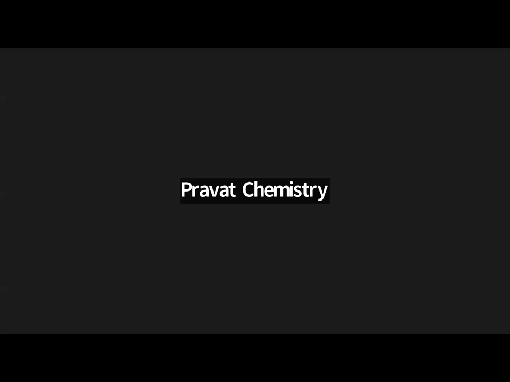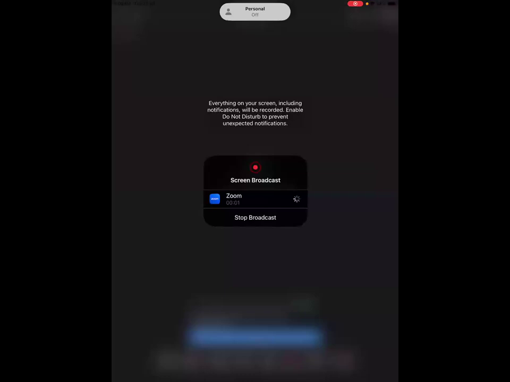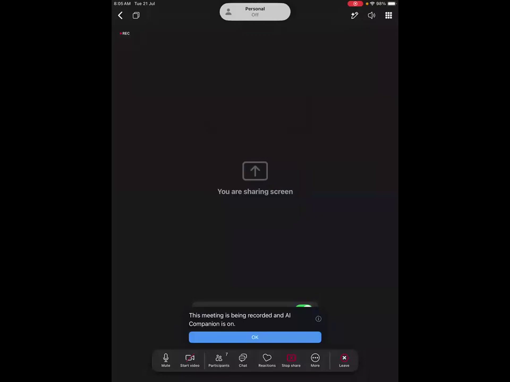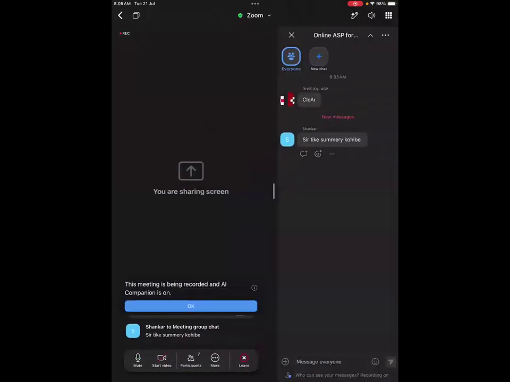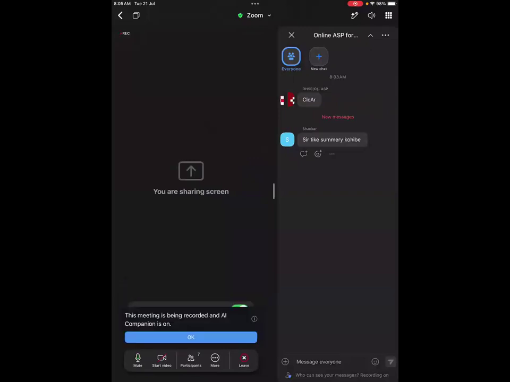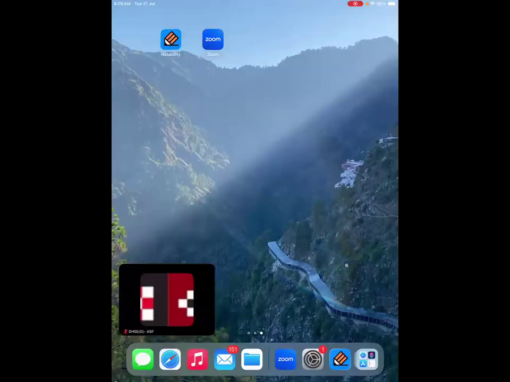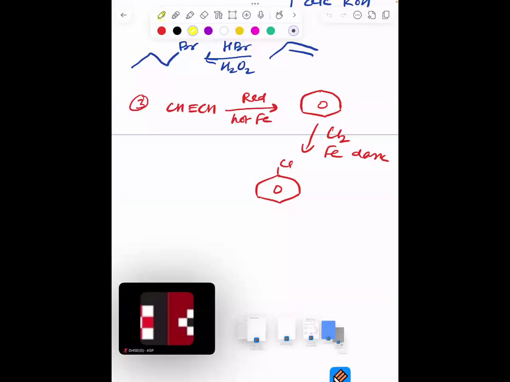Any doubt? I think now the screen is visible. Okay, now you can see the screen.